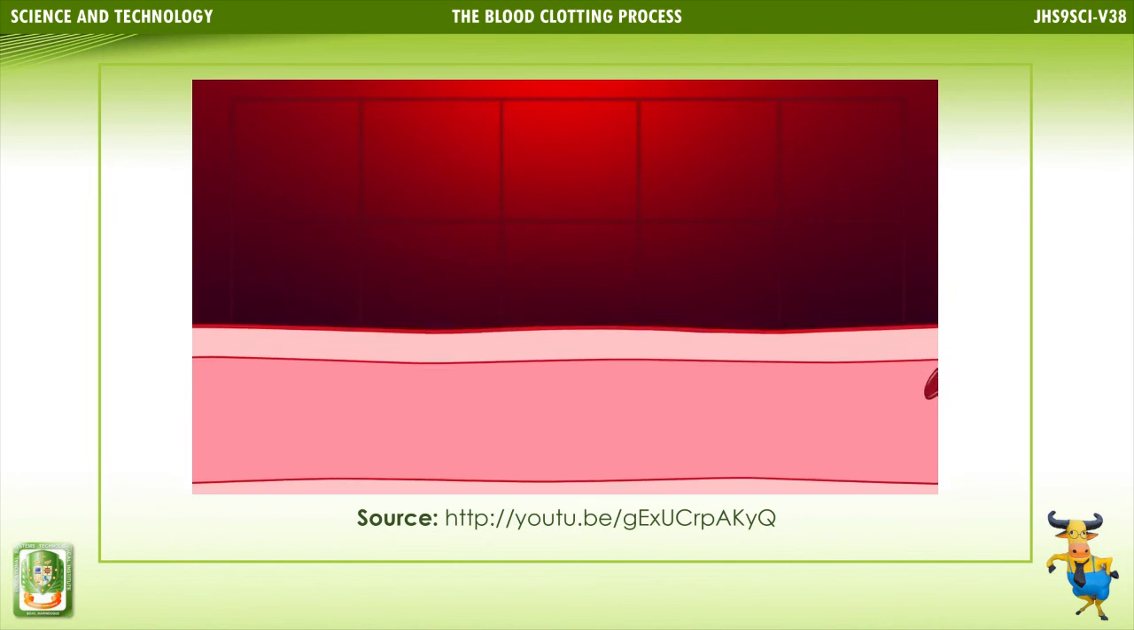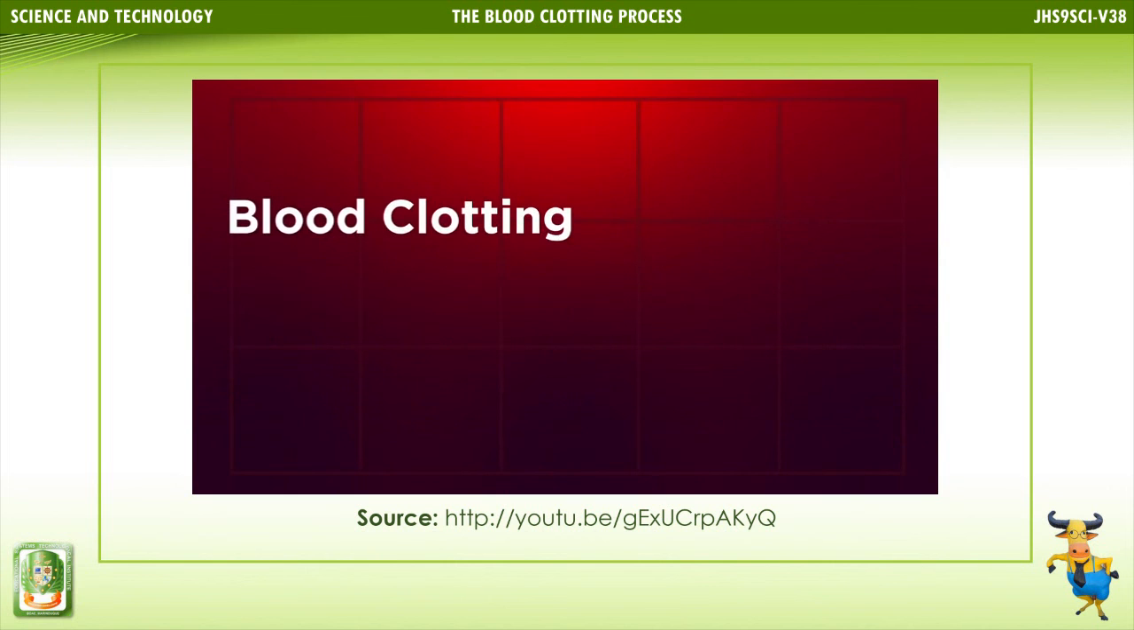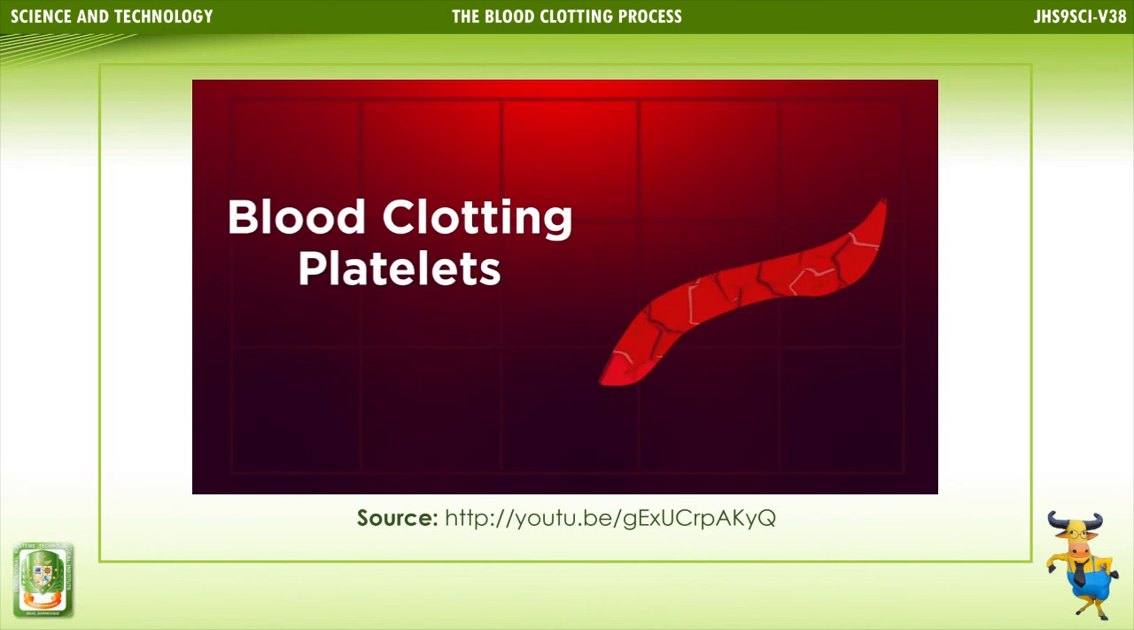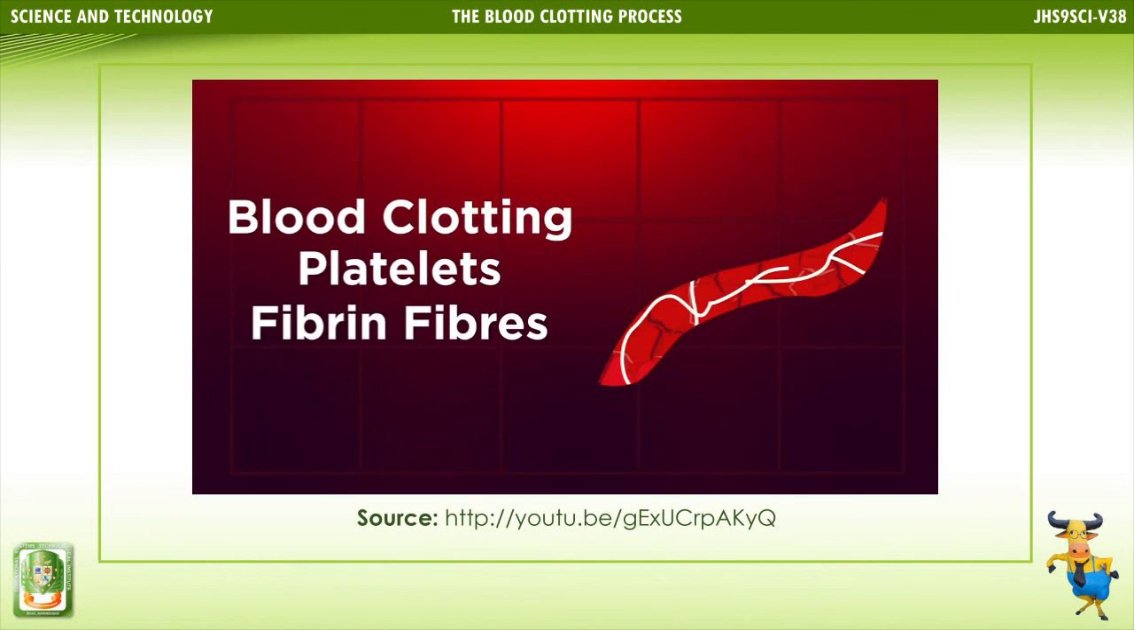So from this video, you should understand the magic of blood clotting. Platelets are first to the scene, closely followed by the fibrin fibers. Our blood clots so that we don't lose a lot of blood, and don't let lots of nasty pathogens into our body if we cut ourselves.